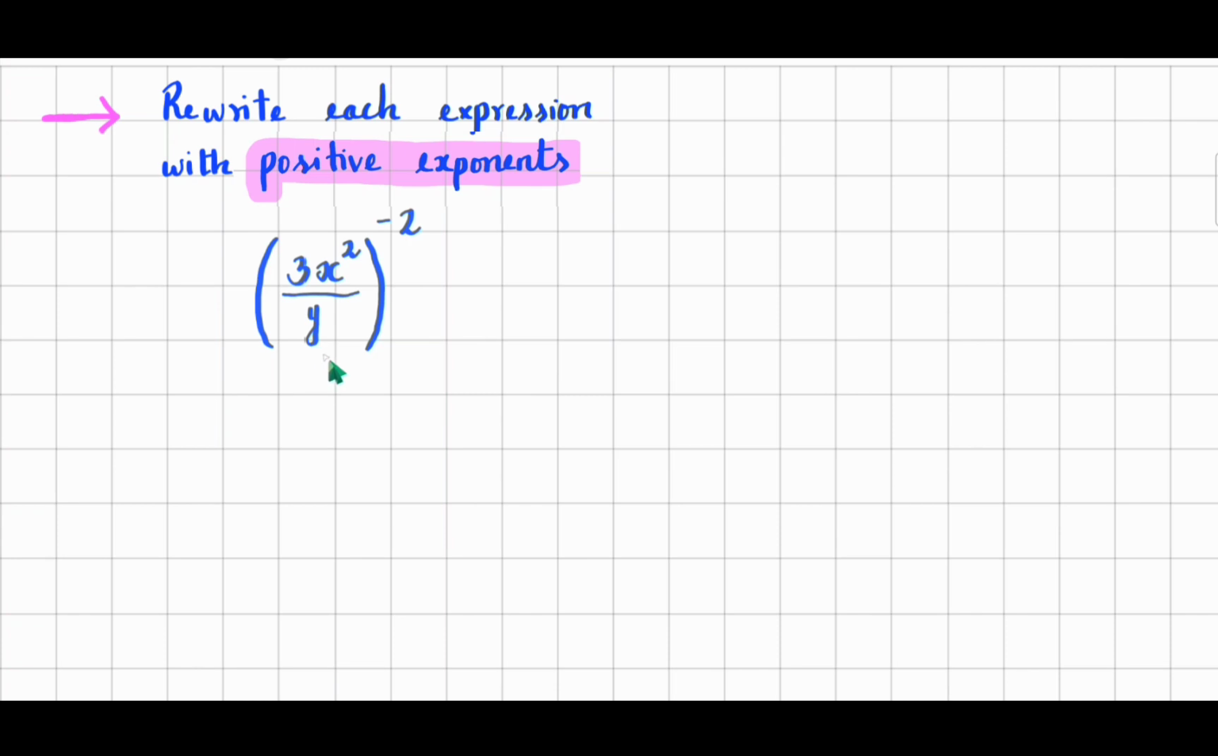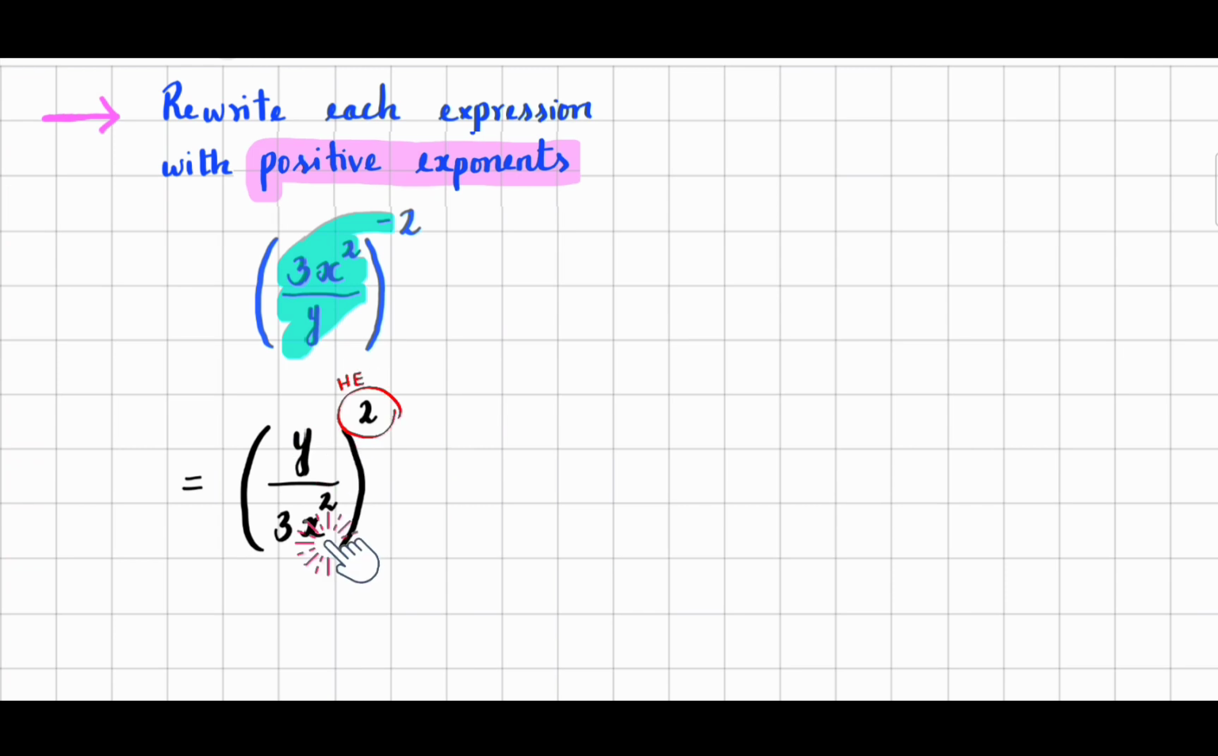Okay, now let's rewrite this with a positive exponent. For that, if we give this negative alone to the exponent, the base will be reciprocal. The reciprocal of 3x square divided by y is y divided by 3x square and whole power 2. The power 2 is for both the numerator and the denominator.